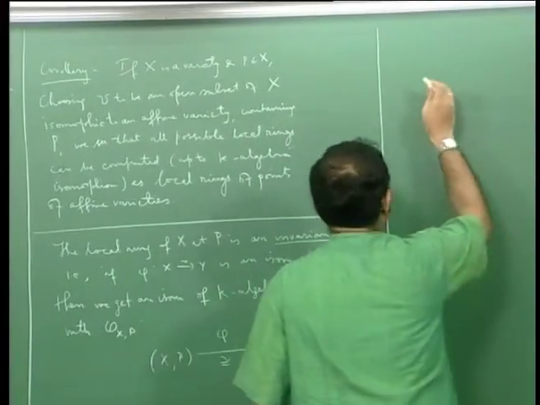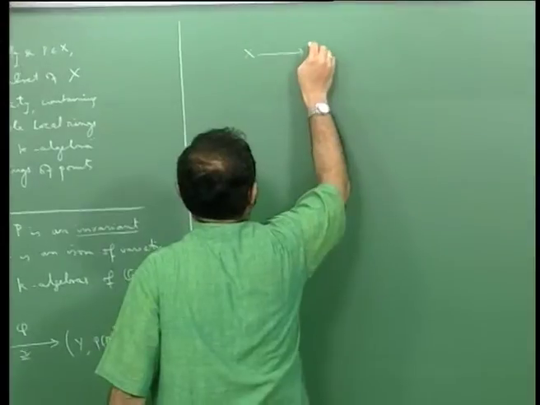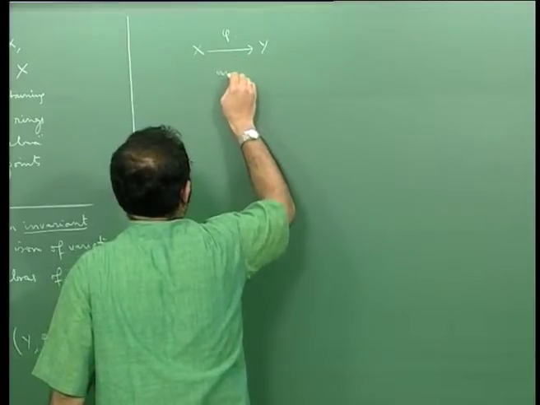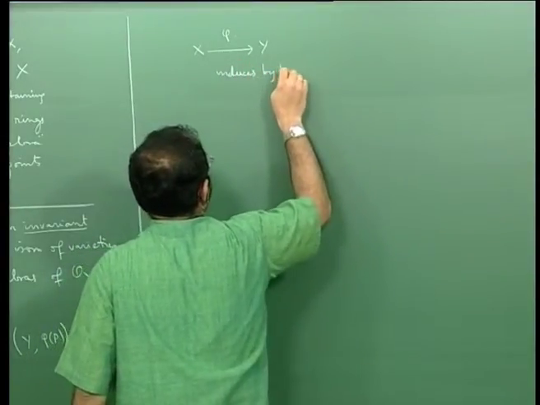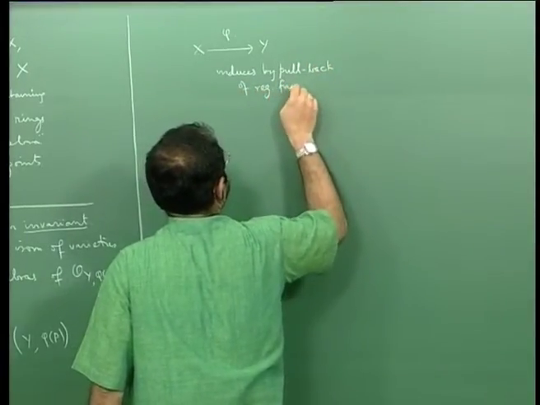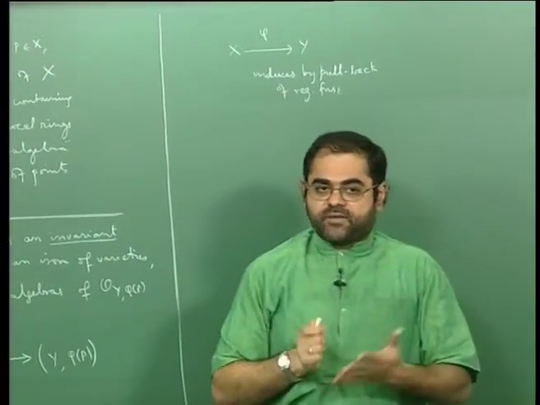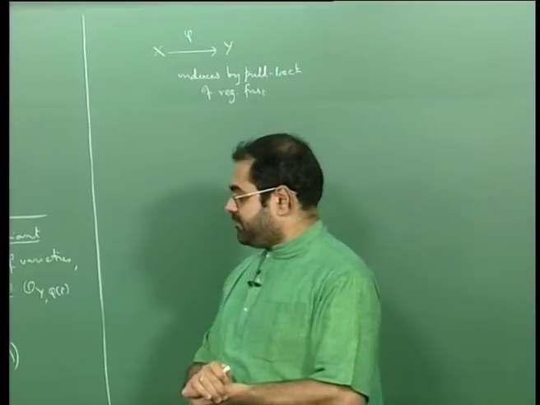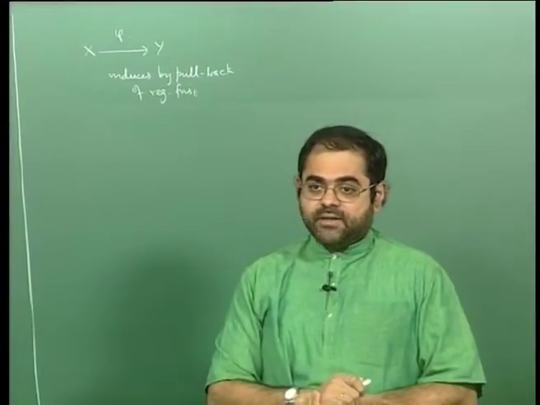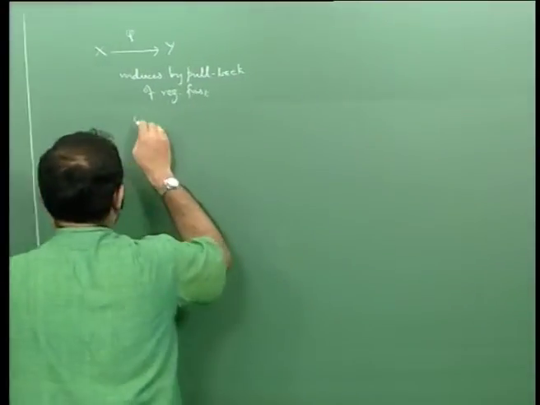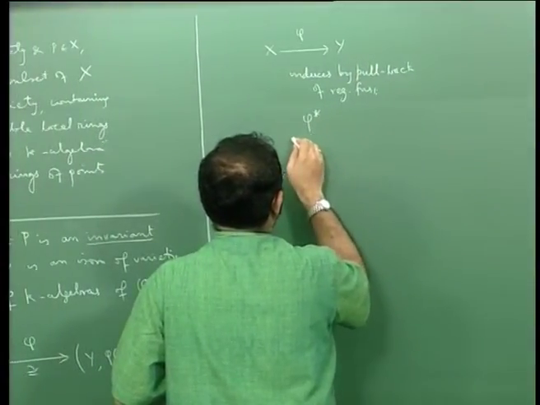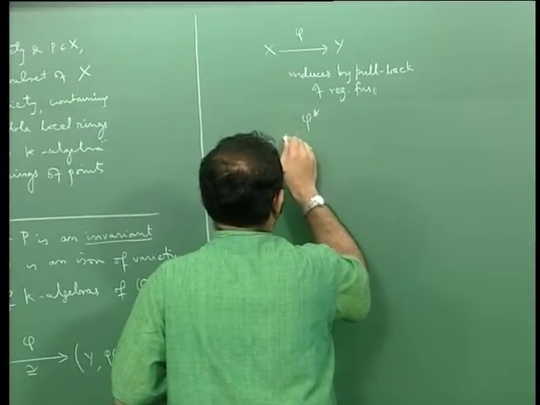See, what's going to happen is you have x, you have y, and you have phi. So this phi will induce, by pullback of regular functions, a map. You know, phi is a morphism of varieties. Basically phi is of course an isomorphism, but even if phi is just a morphism of varieties, it's supposed to pull back regular functions to regular functions. So phi is going to induce a pullback, which is going to be phi upper star, and it's going to go in this direction.